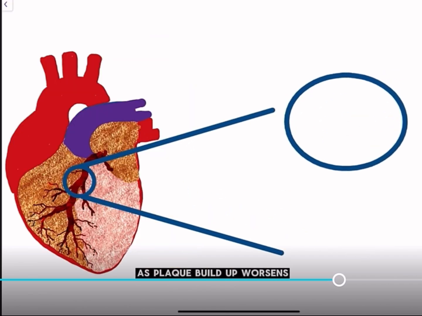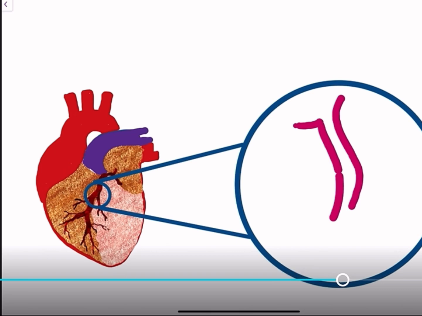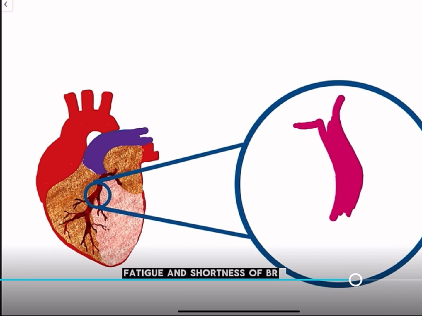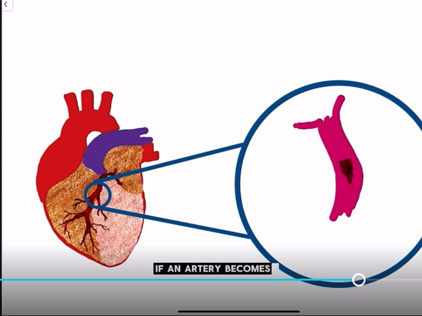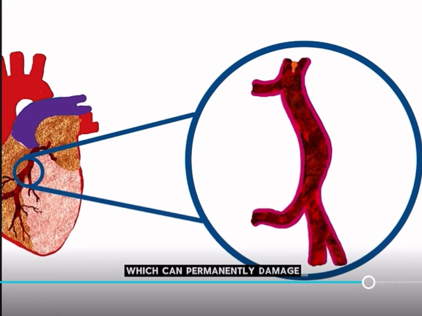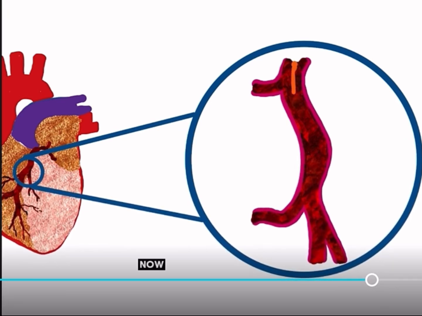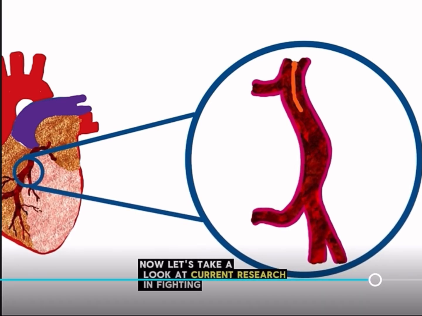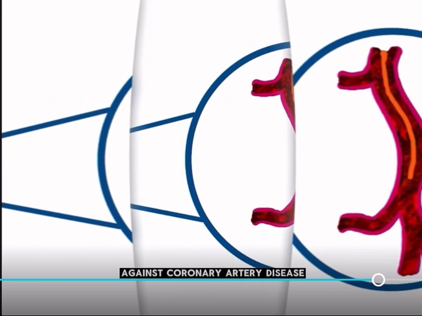As plaque buildup worsens, the heart receives less oxygen, leading to ischemia, a condition where the heart muscle struggles due to reduced blood flow. This can cause chest pain, fatigue, and shortness of breath. If an artery becomes completely blocked, it results in a heart attack, myocardial infarction, which can permanently damage the heart muscle. Now let's take a look at current research in fighting against coronary artery disease.